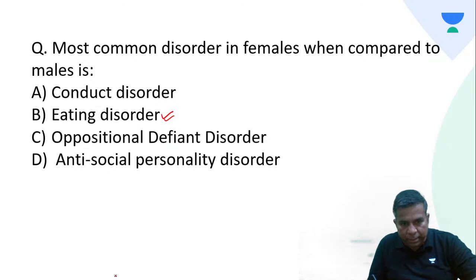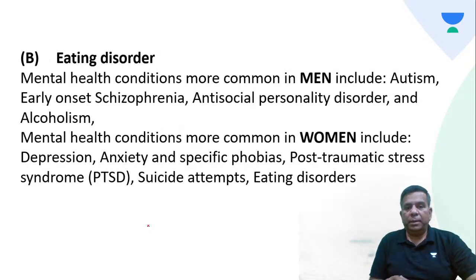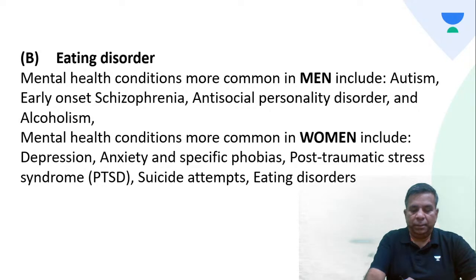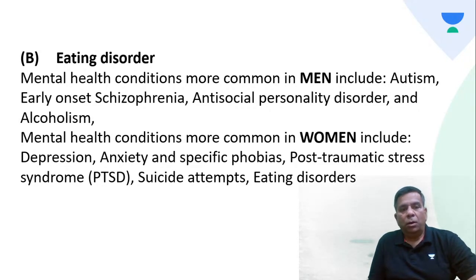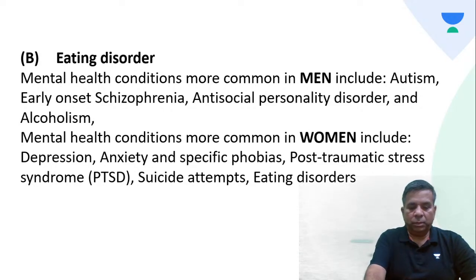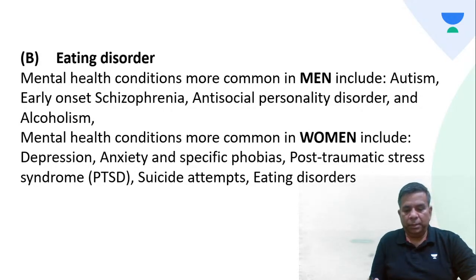So we just learned that the mental health conditions which are more common in males are autism, early onset schizophrenia, antisocial personality disorder, oppositional defiant disorder, and so on. In women, the disorders which are common are depression, anxiety, phobia, and so on. So these are the common disorders we see occurring in females.